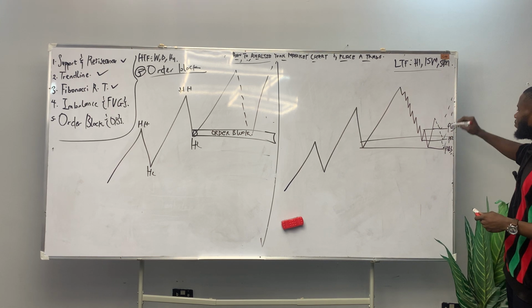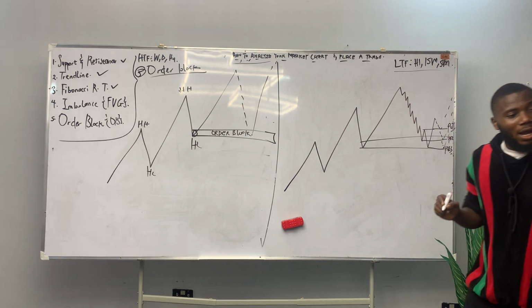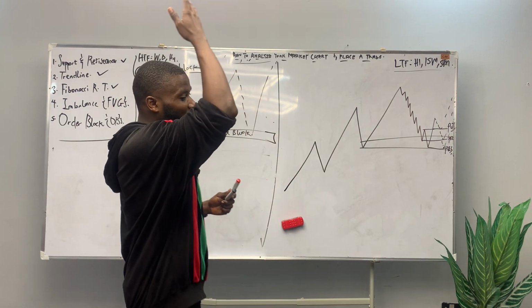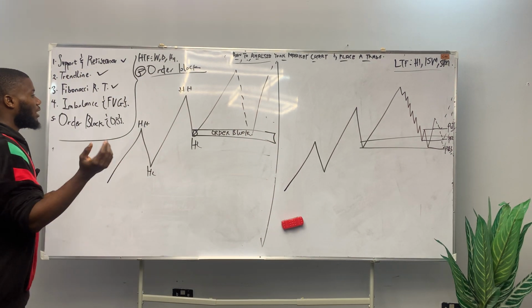It can come here and buy, or it comes here and buy. So you choose the POI you'll be using. If you want to use the 3 POIs, spread the risk across the 3 POIs. That's it.